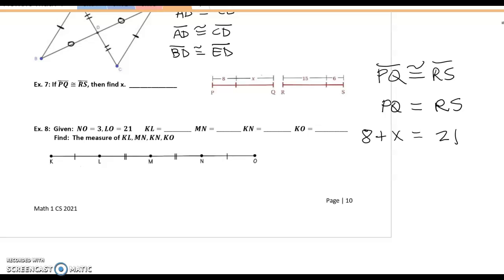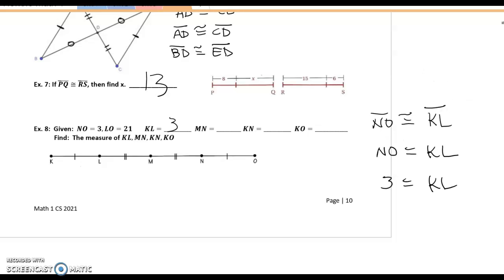From the given diagram, we can write an expression for the length of PQ. Through segment addition, it's 8 plus X. The length of RS is 21. So here we have an equation to help us solve for X. All right, X is equal to 13. All right, so let's see what you can do with example number 8 using the givens and finding those specific measurements.